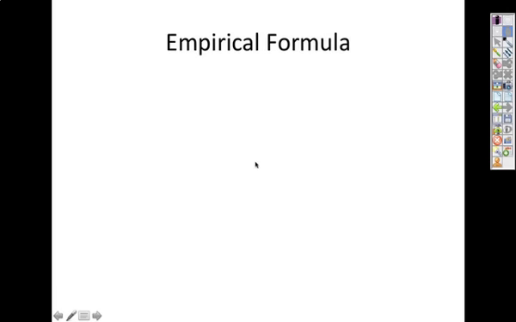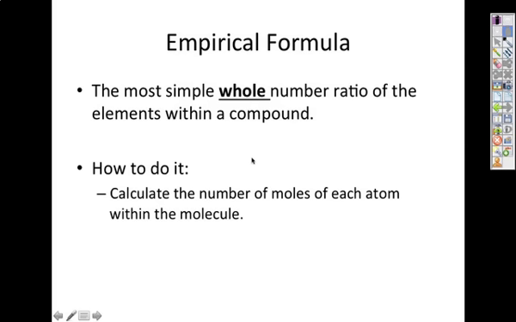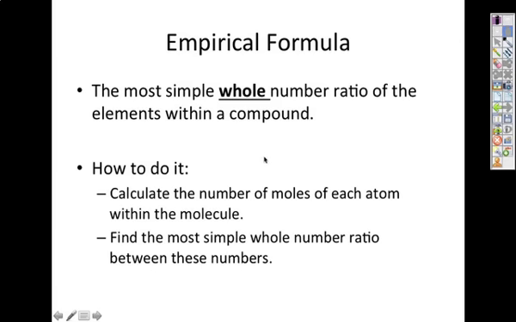So the empirical formula is what you're going to be determining in the lab tomorrow. It is the most simple whole number ratio of the elements within a compound. Again, this is what we're doing in the lab tomorrow. And how we do it is we calculate the number of moles of each atom within the molecule. So we'll measure out mass, then calculate moles, and then we'll find the most simple whole number ratio between those numbers.